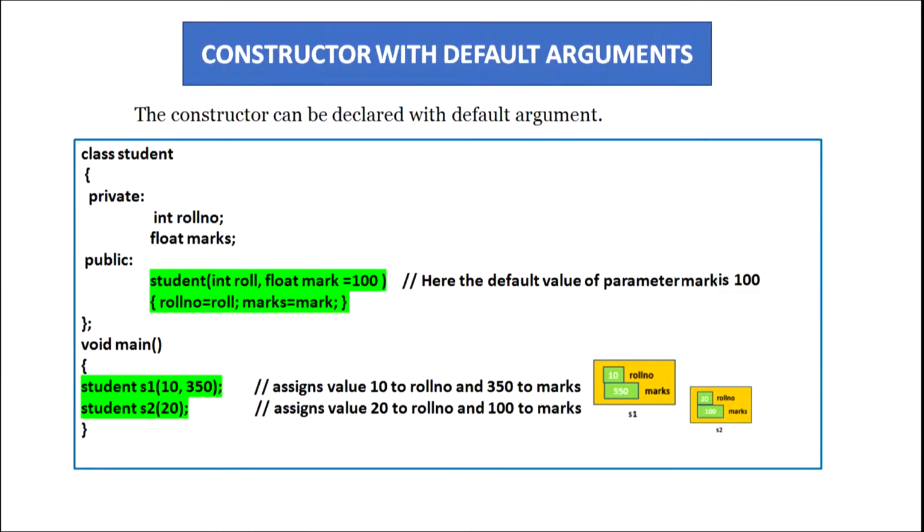Student S2 and within parenthesis 20. Please note down that we are passing only one single value. So, in this case the default arguments will work. The value 20 will be passed to roll and mark will take the value 100. So, the object S2 is created and roll number will be assigned the value 20 and marks will be assigned the value 100. This is how the default arguments work.